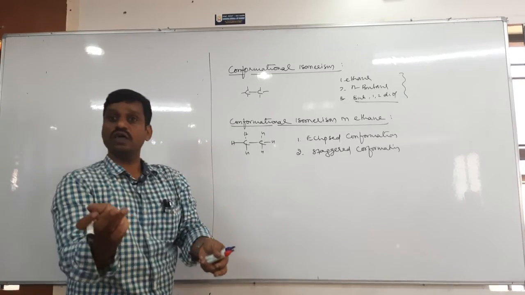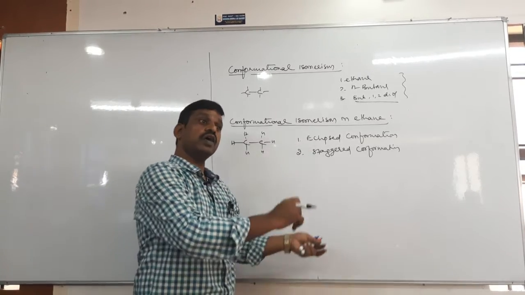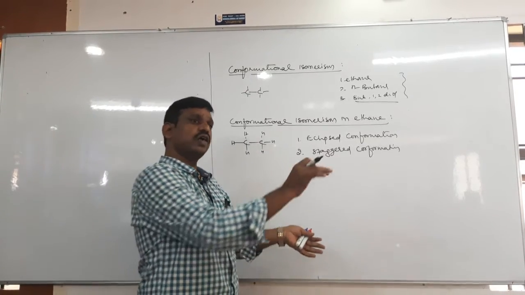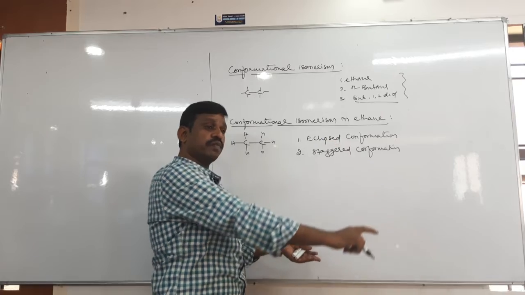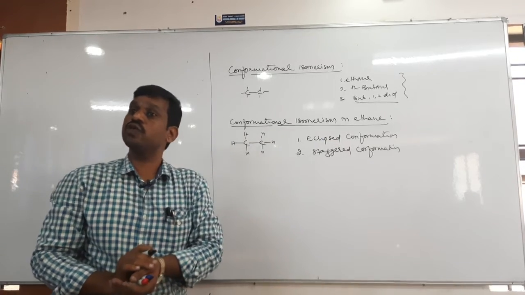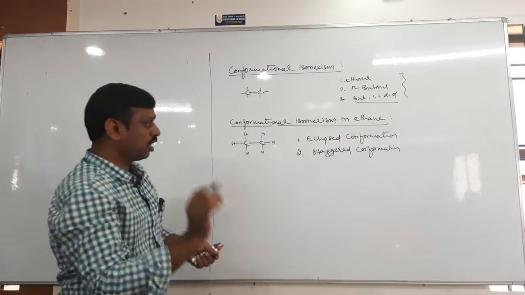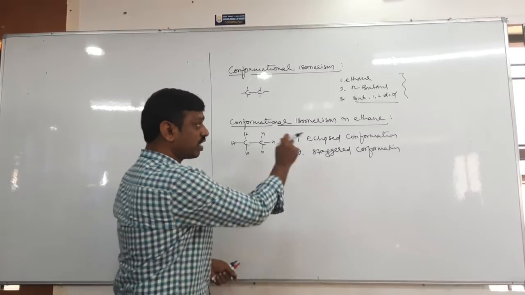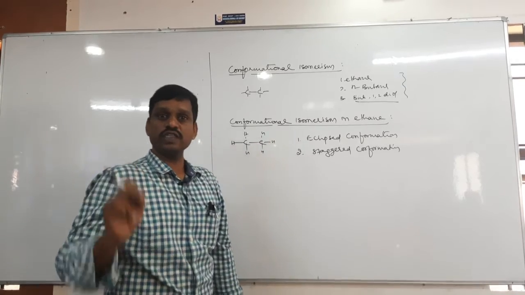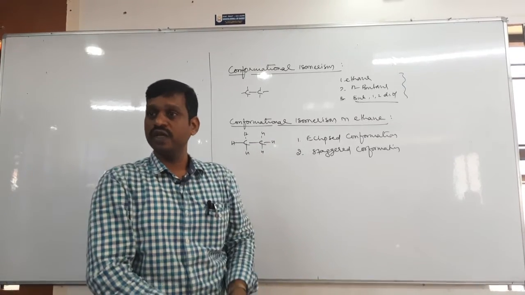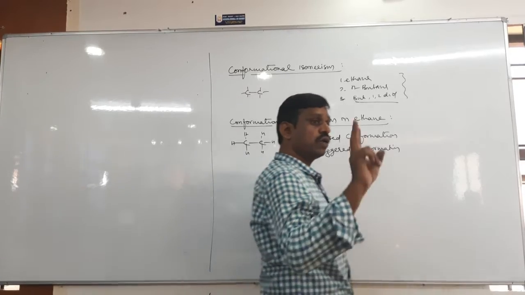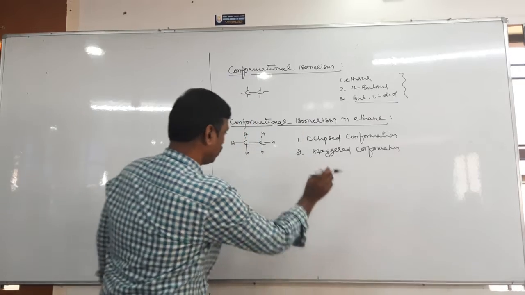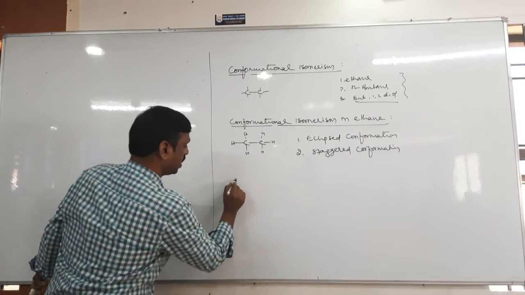Then what about the remaining? Other than these two, all the remaining are called skew conformations. Okay, those are not important. Whatever conformation you get other than these two, those are called skew conformations. Now let us see what eclipsed and staggered conformations are. To understand them, you need to first understand the representation of conformations. Conformations can be represented by two methods: Sawhorse projection and Newman projection.